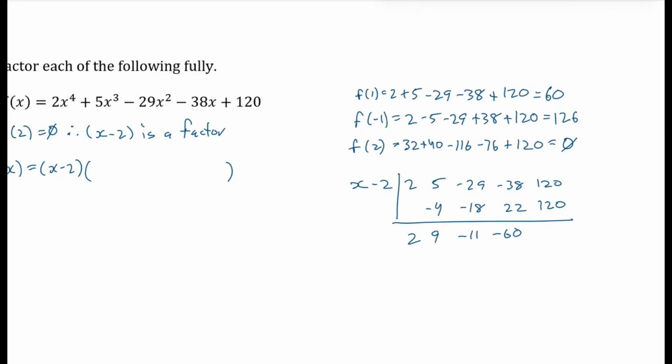Uh-oh. Did I do something wrong? 120, I got 0. That's weird. Did I make a mistake? No, of course not. That's your remainder. It's supposed to be there. It has to be 0. That's the whole point. We found a factor.